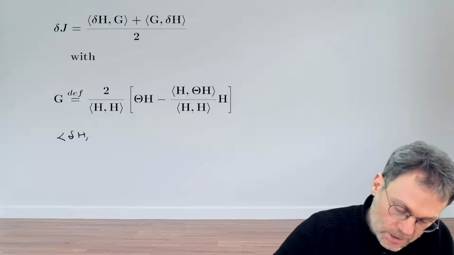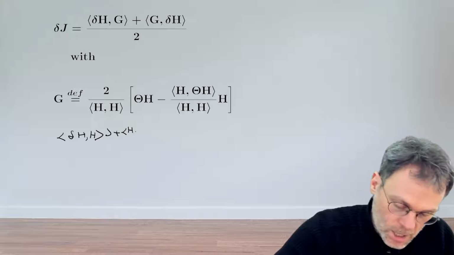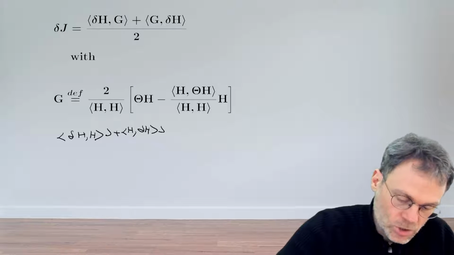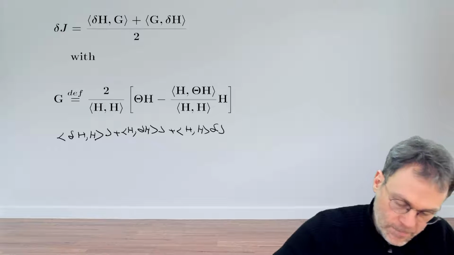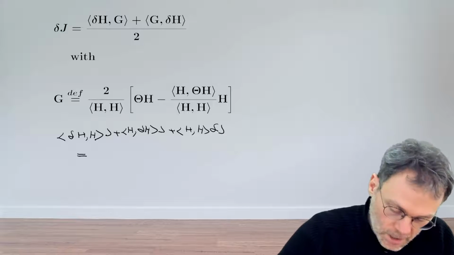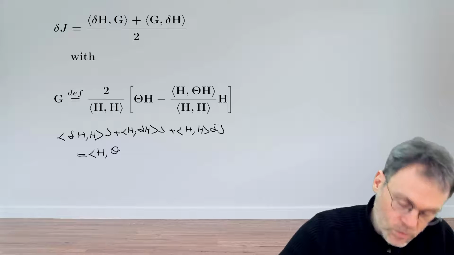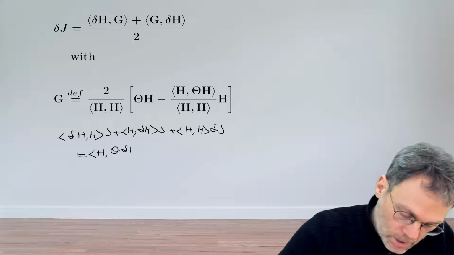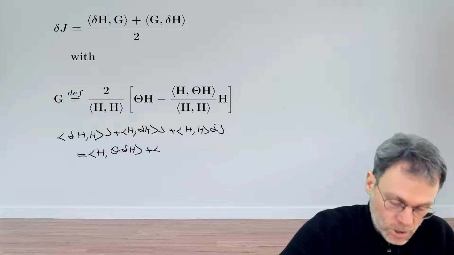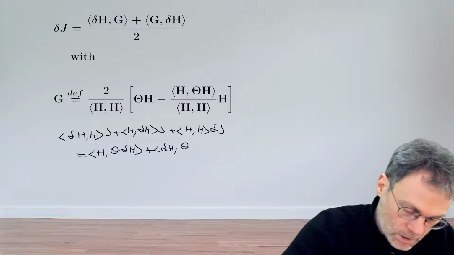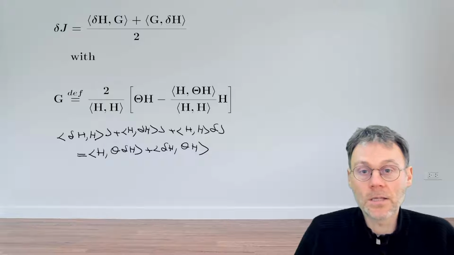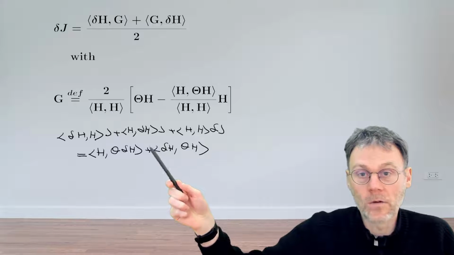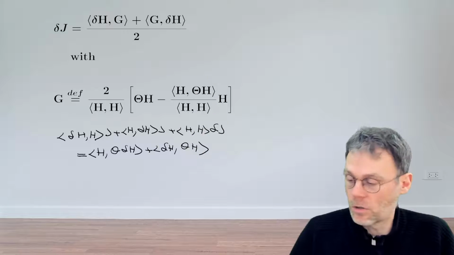So it's delta H Hj plus H delta H j plus H delta j. Okay, that's the left hand side. And then for the right hand side, we have H theta operating upon delta H plus delta H theta H. Okay, so pause the video here and see if you can transform this guy over here into that expression over there.